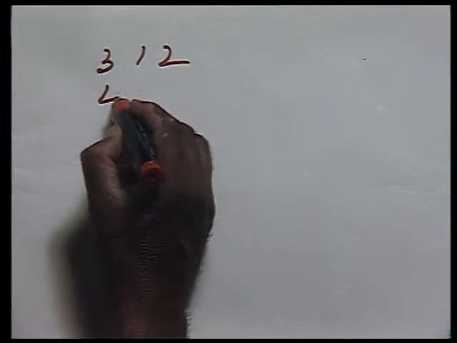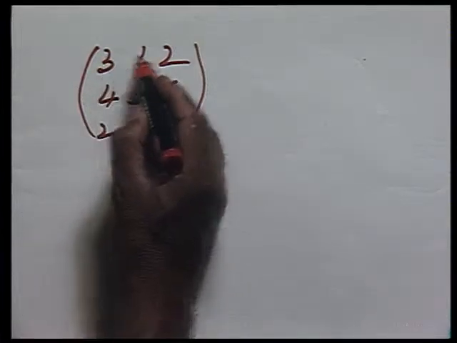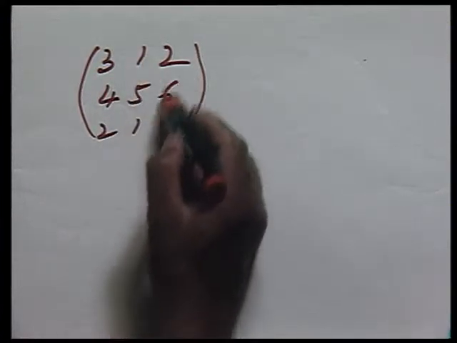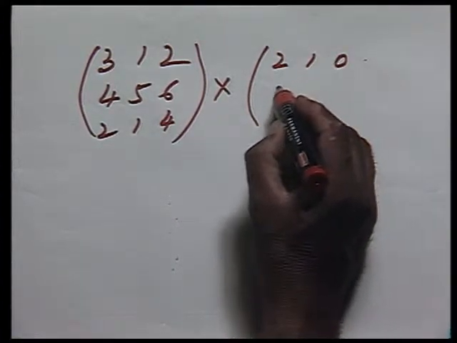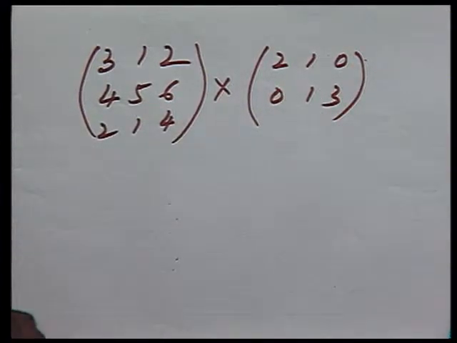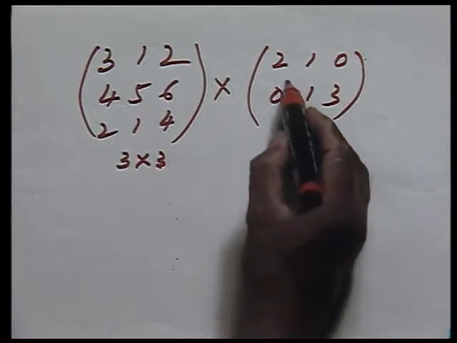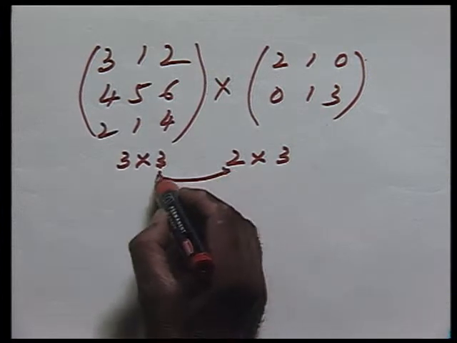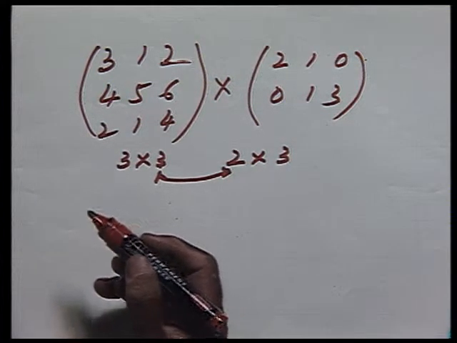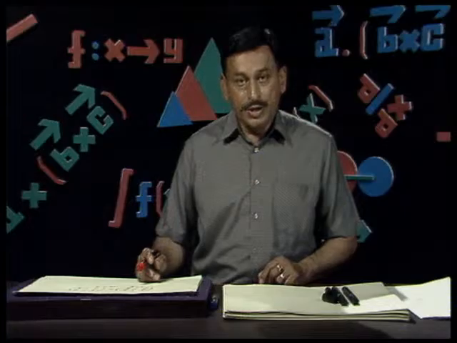Say this one. 3 rows, 3 columns, and in case I have here 2 1 0 0 1 3, is it compatible for multiplication? What should I have? This is a 3 by 3 matrix, this is a 2 by 3, these do not match. So, even multiplication cannot take place, let alone the finding of A B equal to B A or not.